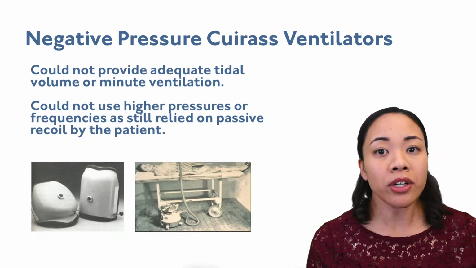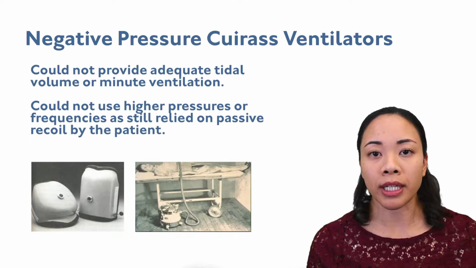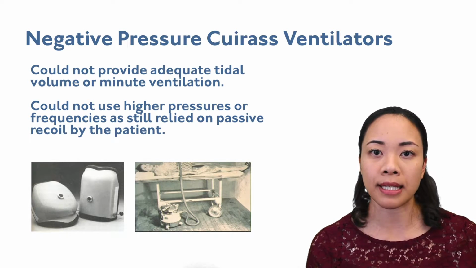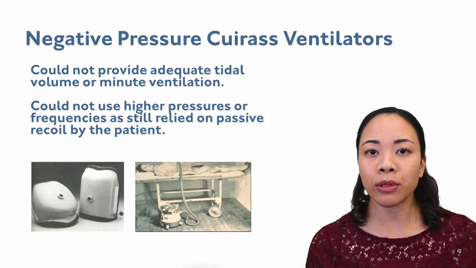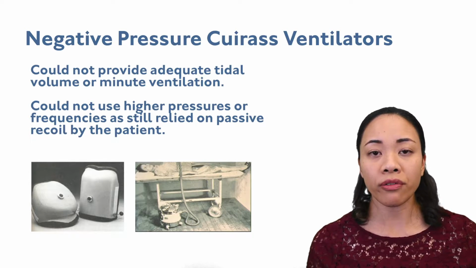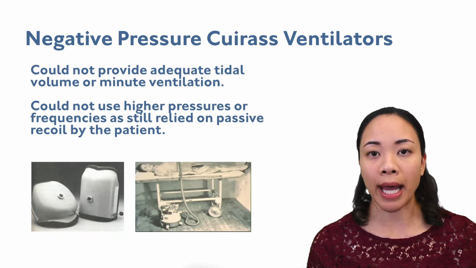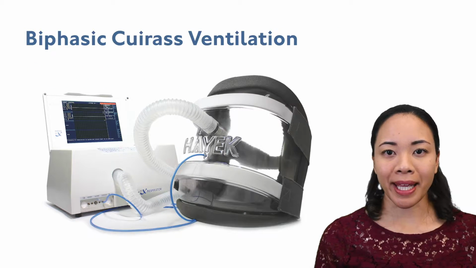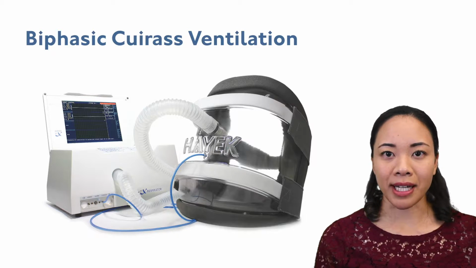Though it worked wonderfully for the ideal patient with normal and compliant lungs, it wasn't sufficient for those that had compromised lungs. They were unable to get enough tidal volume or minute ventilation, and the technology did not allow for higher pressures or frequencies, as it still relied on passive recoil by the patient. Which brings us to our topic at hand, biphasic cuirass ventilation.